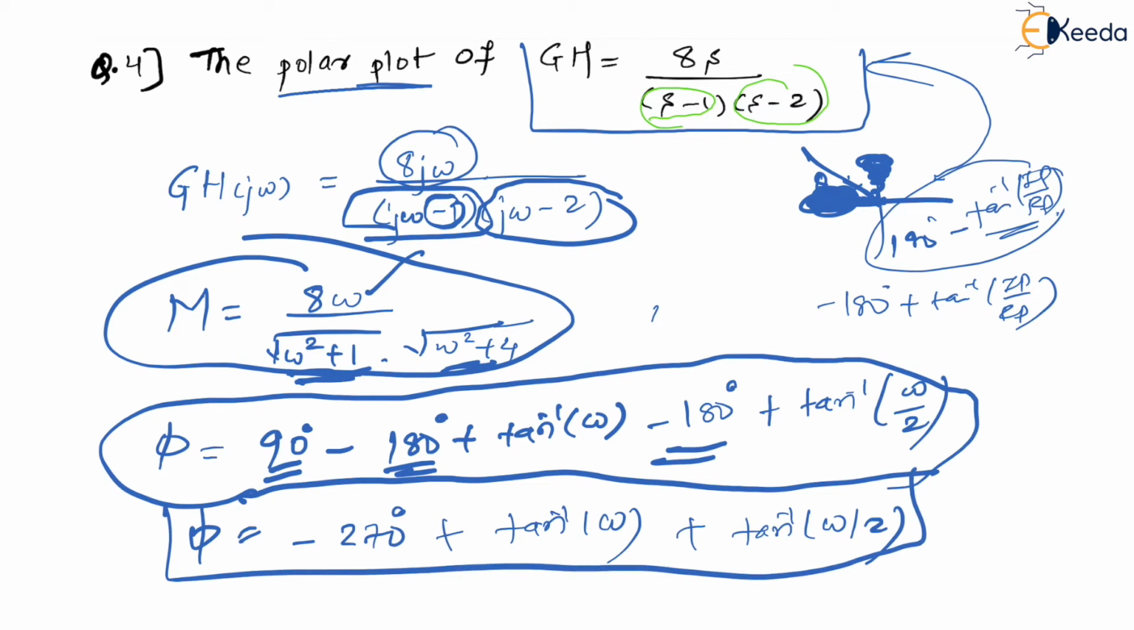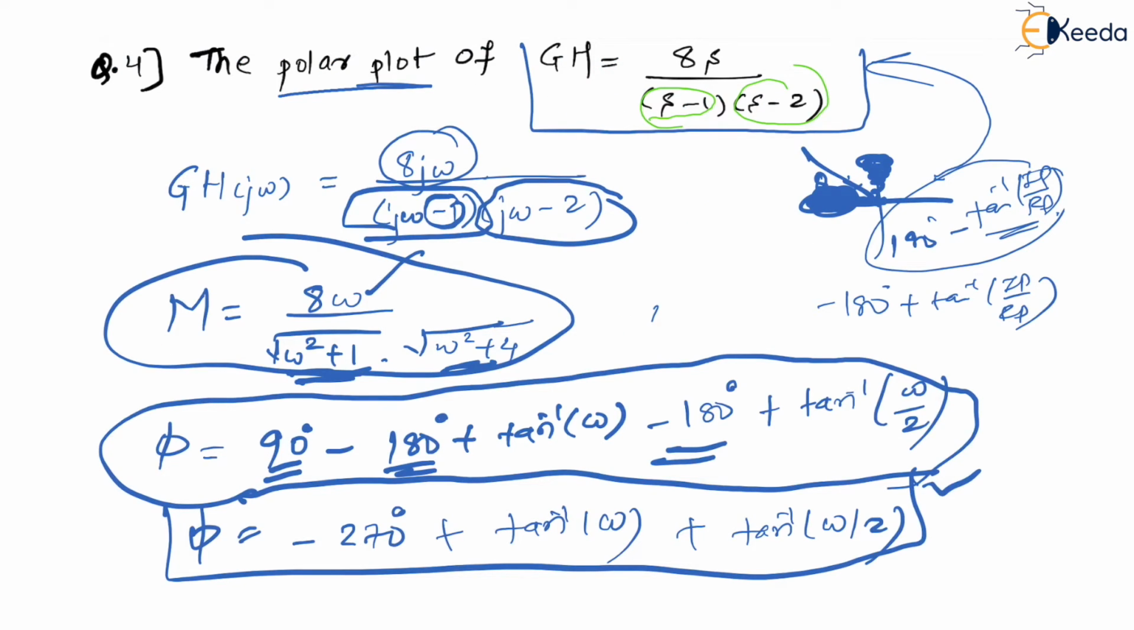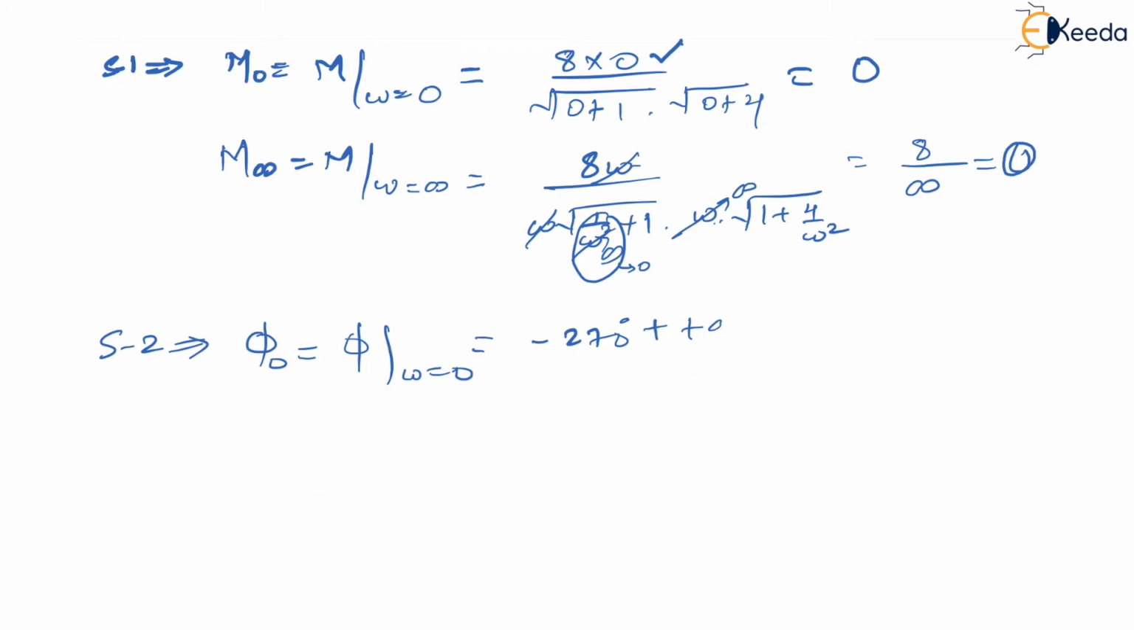Is that right? Yes. So let me think of this second one now. If I place it, what do I get is minus 270 degrees common plus tan inverse omega plus tan inverse of omega by 2. Omega is 0, so tan inverse of 0, this is going to be 0, this is also going to be 0. So you get this to be minus 270 degrees, right?